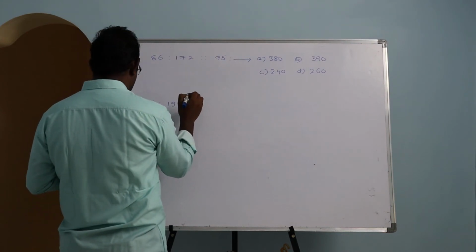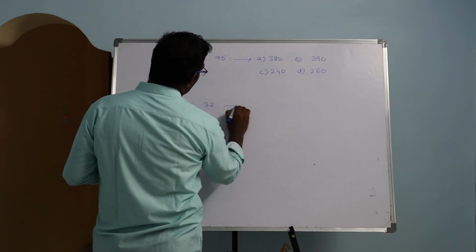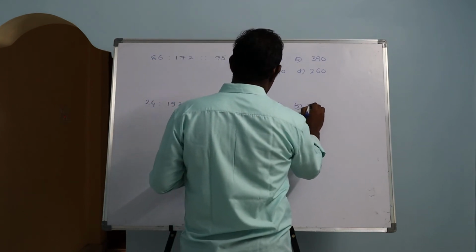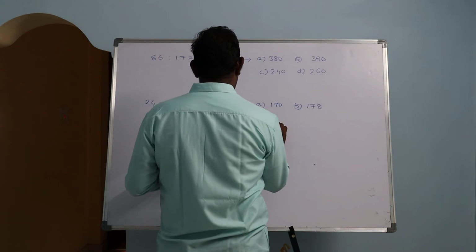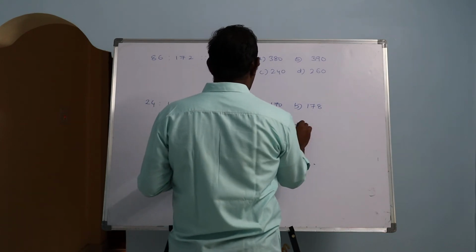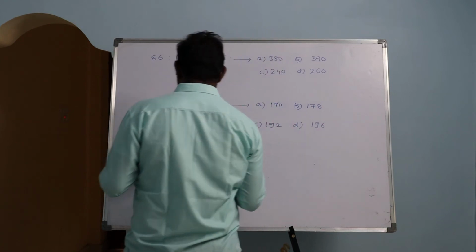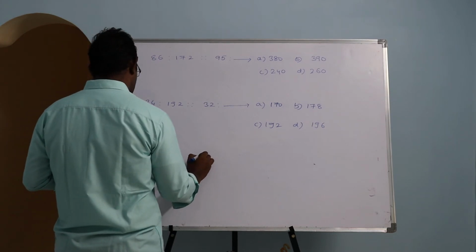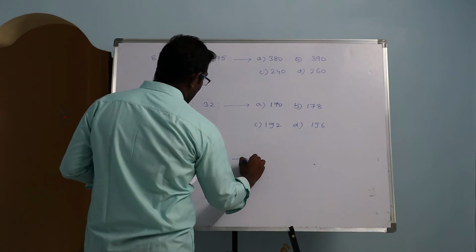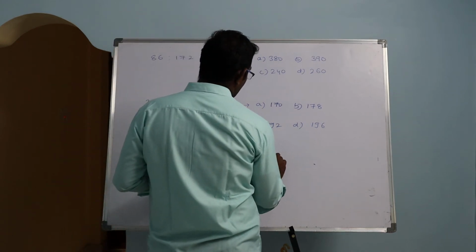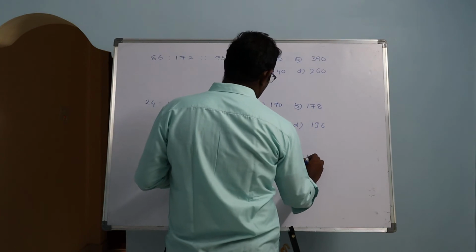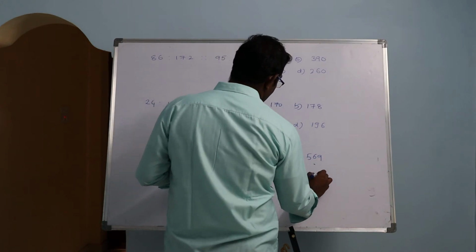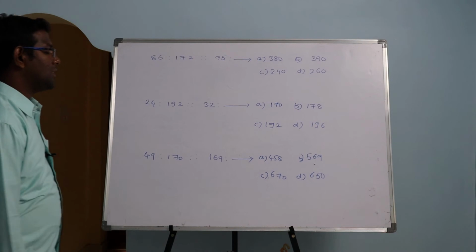24 is 192, as 32 is dash. Option A is 170. Option B 178. Option C 192. Option D 196. Next bit, 49 is 170, as 169 is dash. Option A, sir, 458. Option B 569. Option C 670. Option D 650.